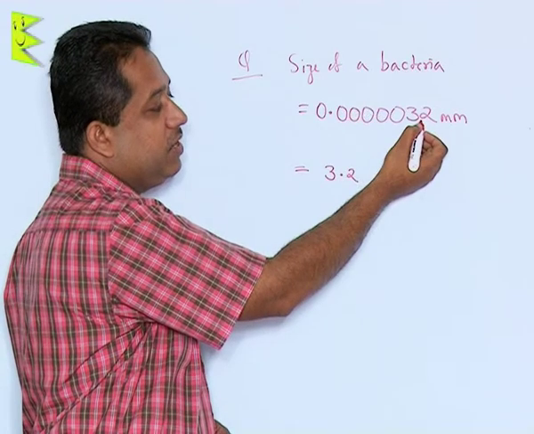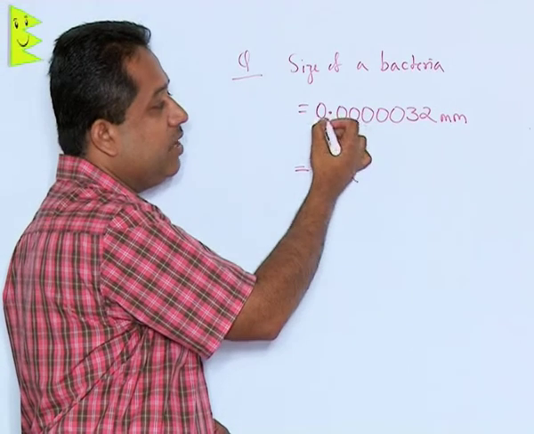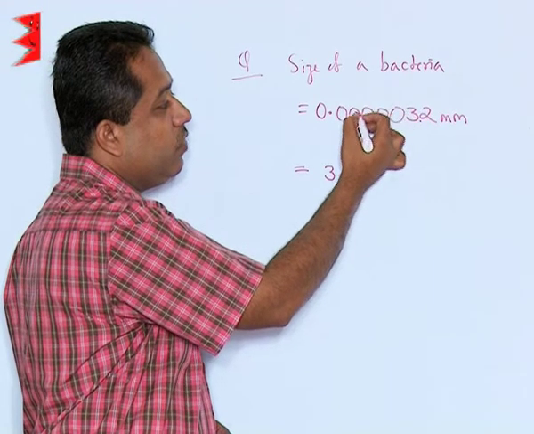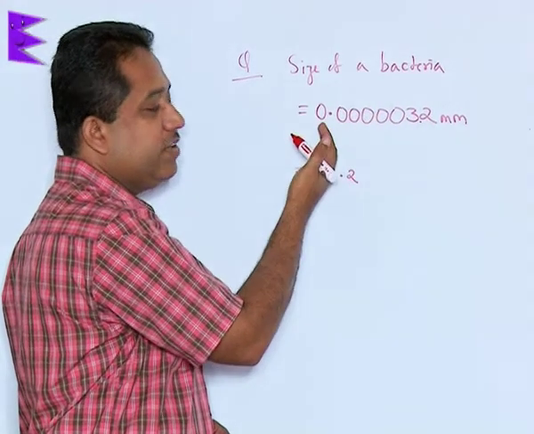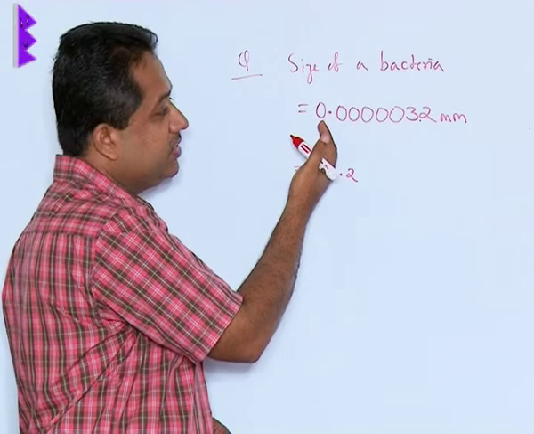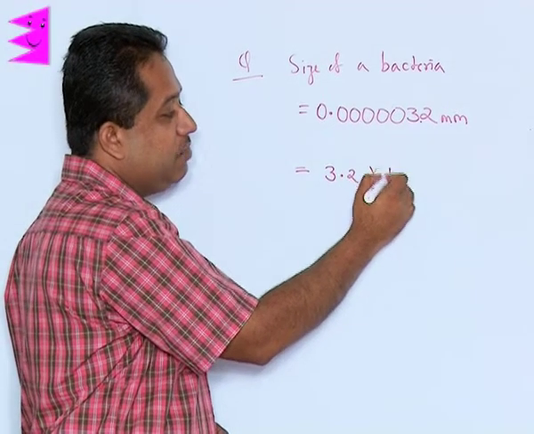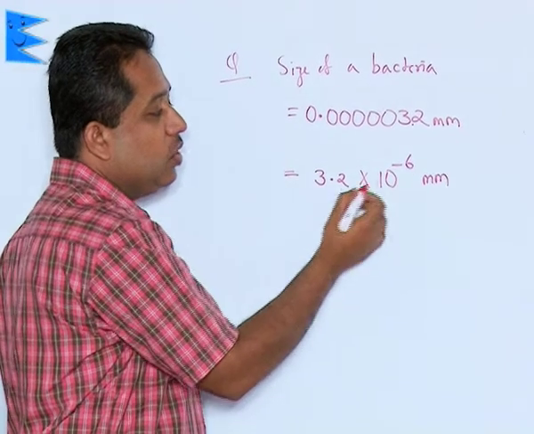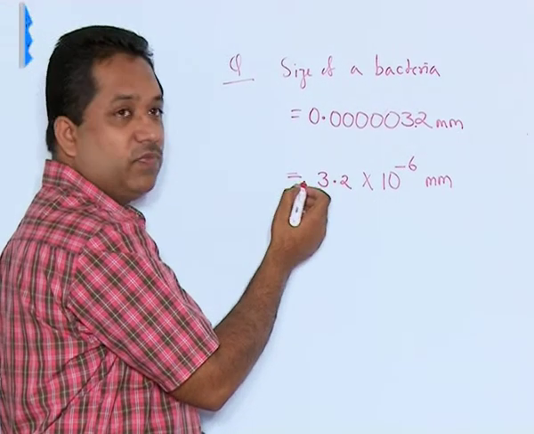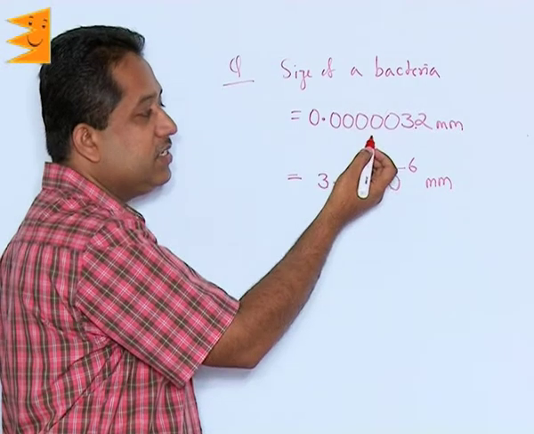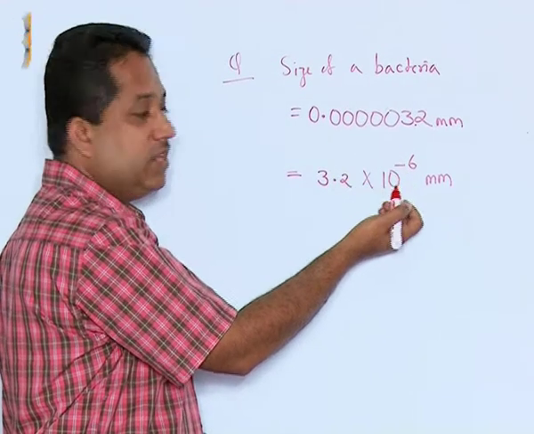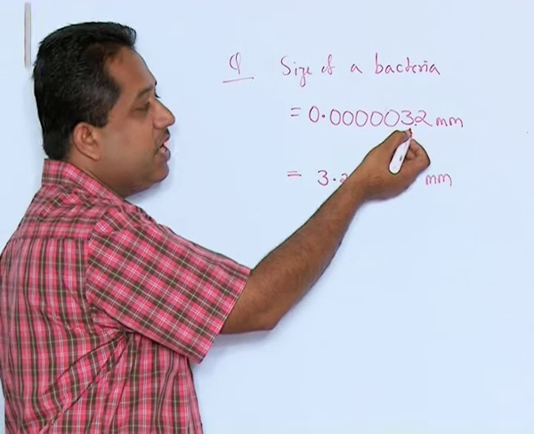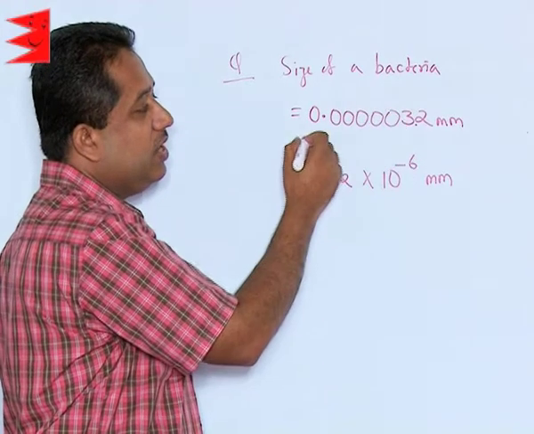See here the decimal we are placing here, but the actual value is here. That means there is 1, 2, 3, 4, 5 and 6, and now the decimal is to be shifted 6 places to the left. So I am going to write this as 3.2 into 10 to the power minus 6 millimeters. So in the previous cases we saw when we have large quantities the power is positive, and when there are very small quantities the power is negative. So here we had shifted 6 places to the left.